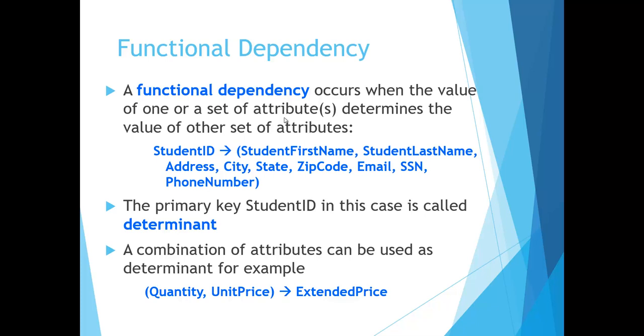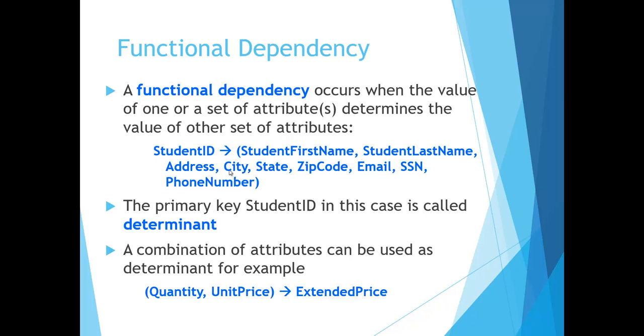When a value of one or more attributes can determine a set of other attributes, we call it a functional dependency. A combination of attributes can be used as a determinant. For example, we can use more than one field or one column to determine other attributes.